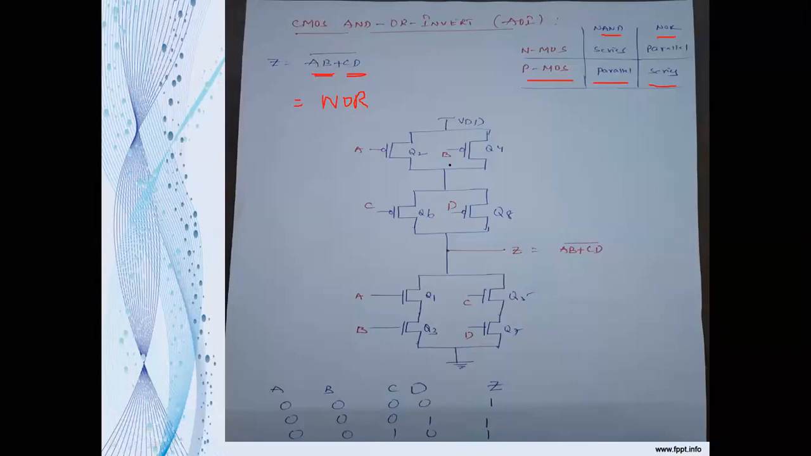So A and B in series with C and D, or in a simple way, you can also draw it like this. You can also draw it like this. I just separated it here for understanding purposes. Usually you can also take it in this way. To avoid complexity and confusion, I am specifying the input at each level of the gate. So this is the term here.